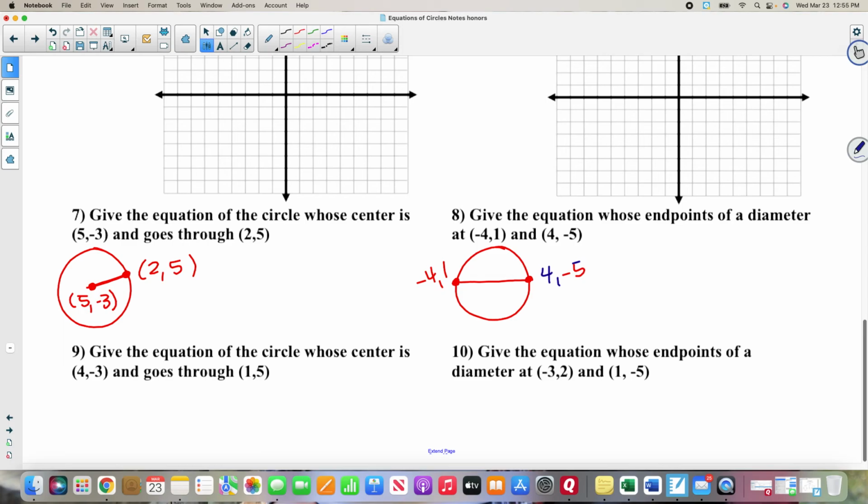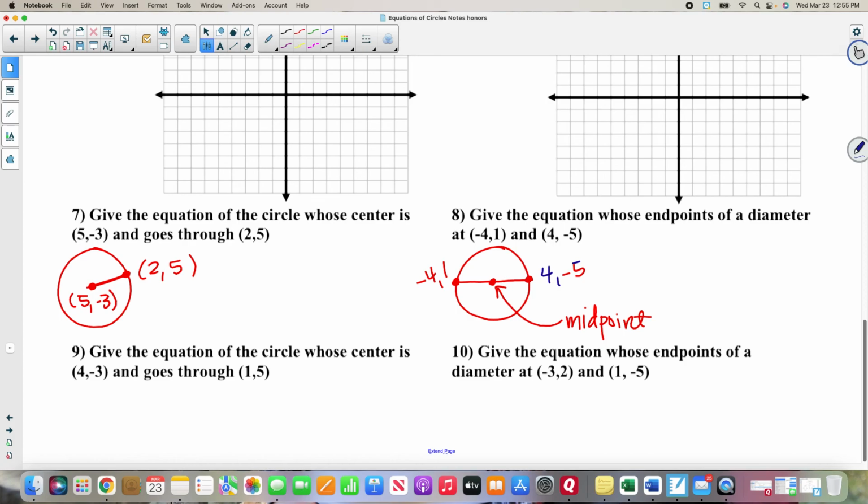What do I not have? The center. How am I going to get the center? The midpoint formula. The midpoint is the center. Okay? So tests always ask for this. Once you get the midpoint, what can you do? The distance between the midpoint and one of the other points. Doesn't matter which one.